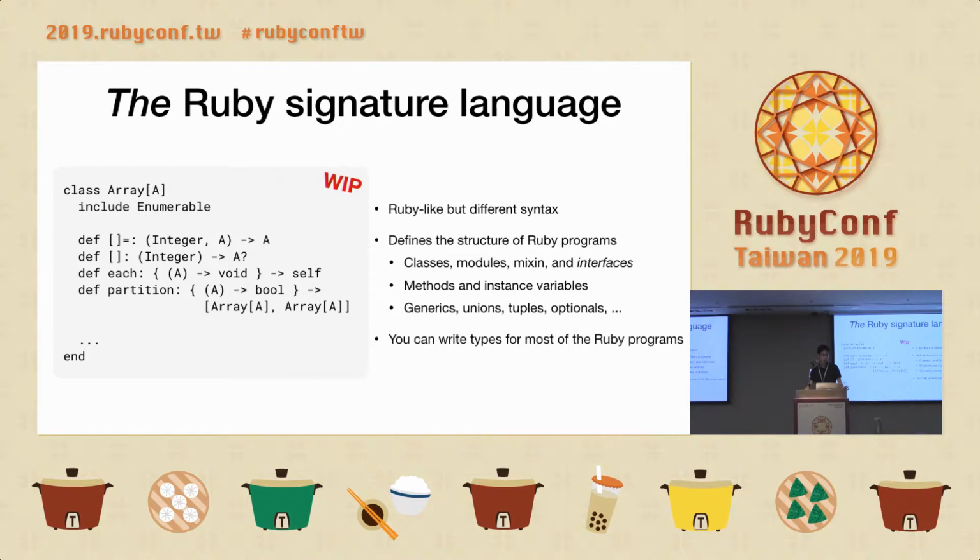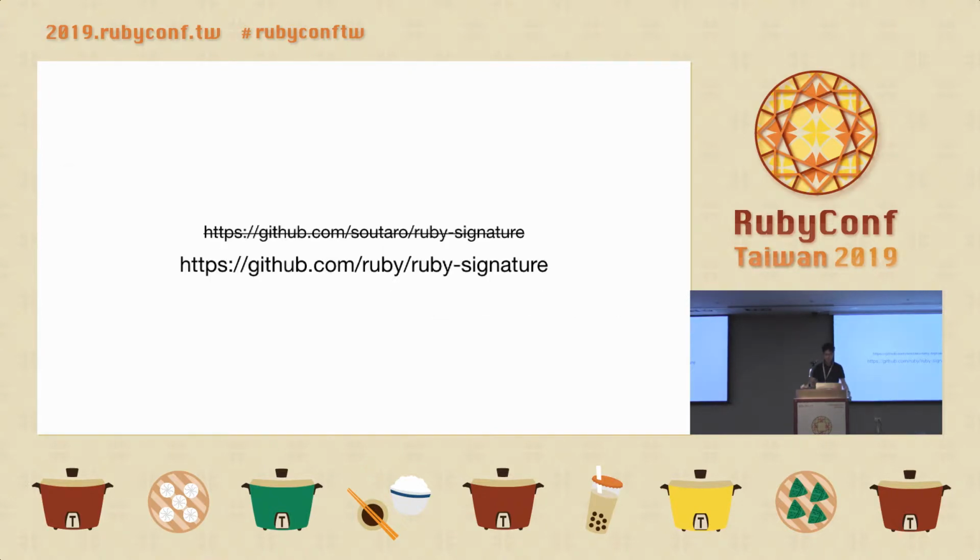I want to note that the syntax is work in progress. So if you find some questions or some difficulties on writing the types of your Ruby code using the language, let me know, and then I will update the language. This is one correction of the keynote: the URL is old, so the repository has moved to the Ruby organization.